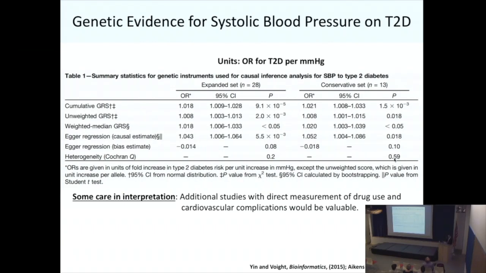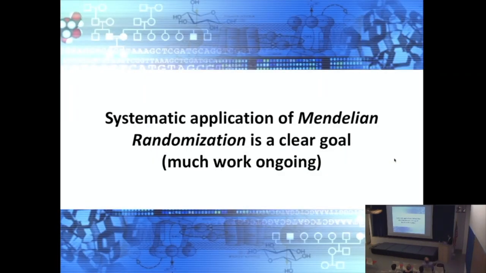But this sort of gives you a clue, something that you might want to spend a little more time thinking about, because if it turned out that just lowering systolic blood pressure actually reduced diabetes risk, that would have an immediately impactful translational impact. Of course, we need a little bit more data to show that formally.